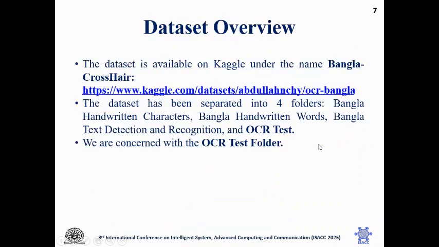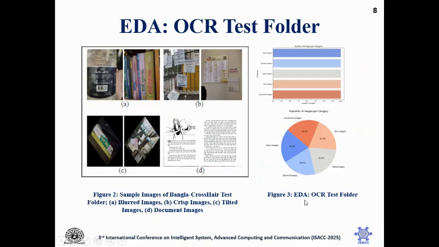So the dataset is available publicly at this link. If you want, you can take this slide. You can also find the link in the paper. There, as I had mentioned in the previous slide, there are 4 folders, and we're only concerned with the OCR test folder.